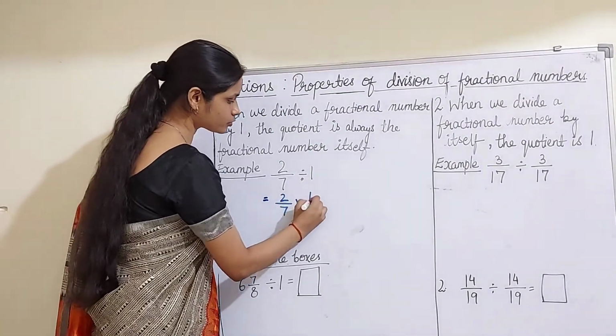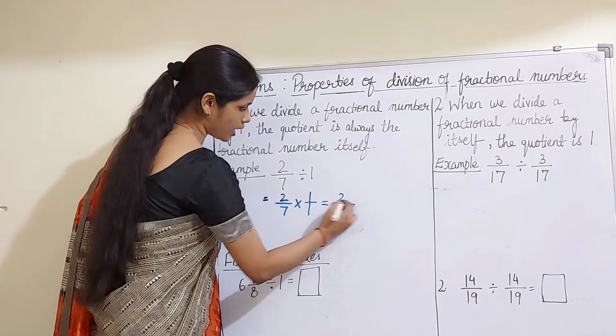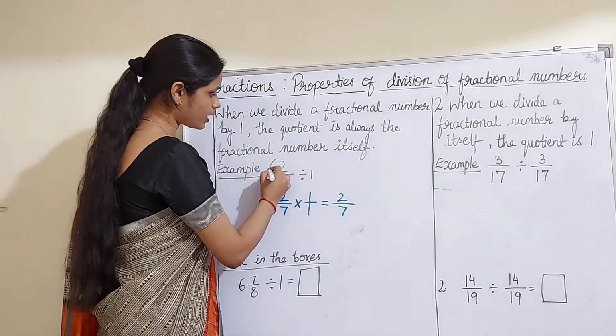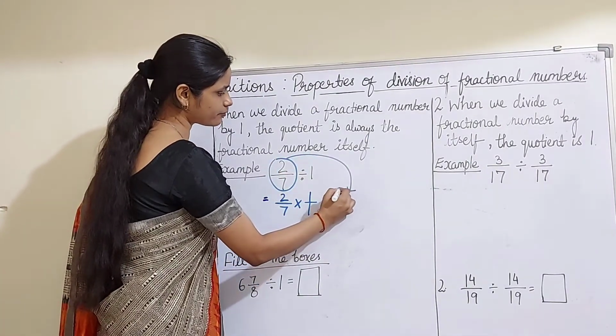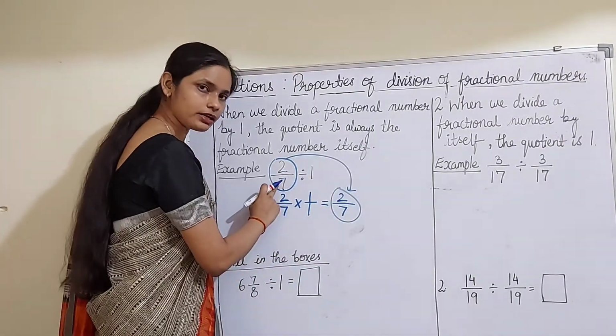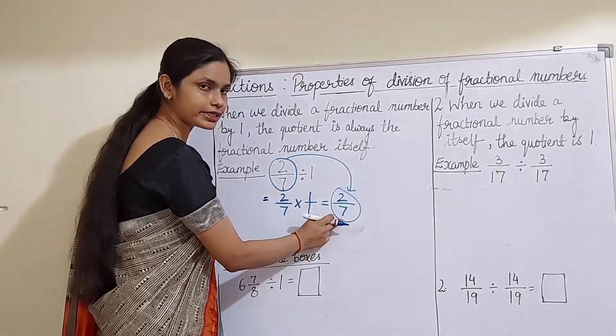So this will be 1 by 1. When we solve this, 2 into 1 is 2 and 7 into 1 is 7. So what are we getting here? 2 by 7 when divided by 1, we get the number itself as the answer. Every time we divide any fraction number by 1, we will get the quotient as the number itself.